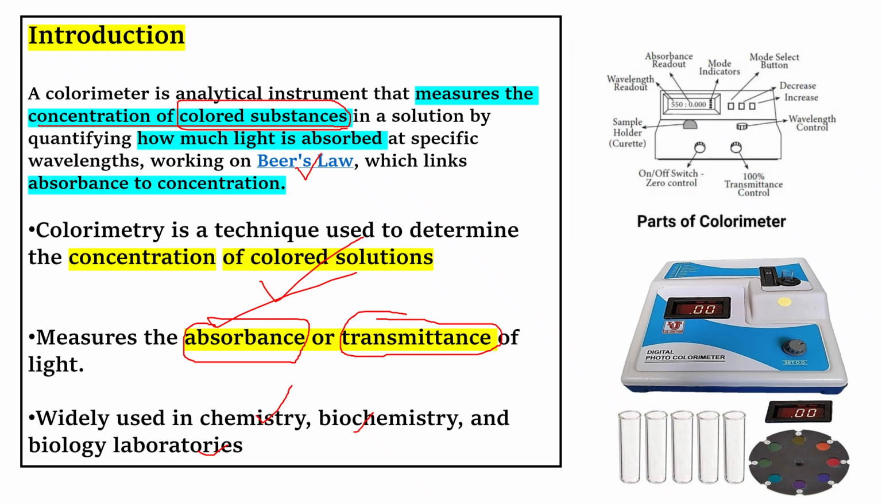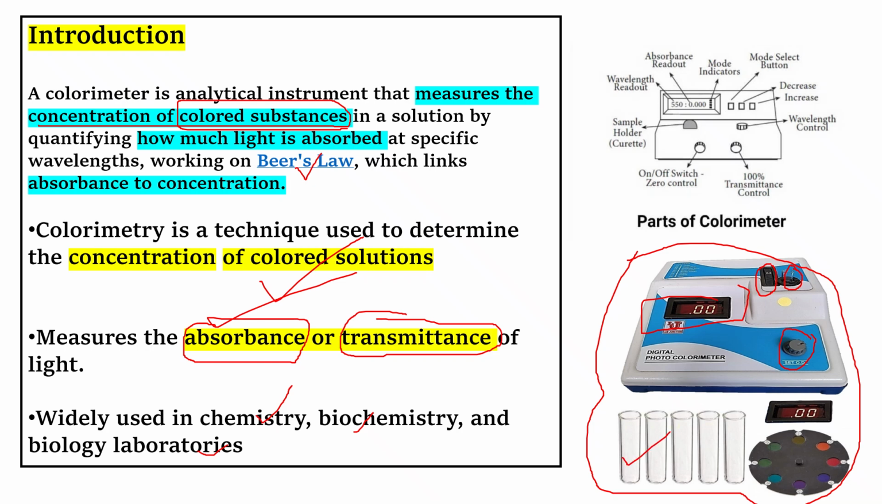Now here you are able to see the apparatus, that is the colorimeter. This apparatus has a digital display, an auto zero knob, a slot for the insertion of the cuvette, and the knob for adjusting the wavelength, that is, light of a particular wavelength. And these are the cuvettes.